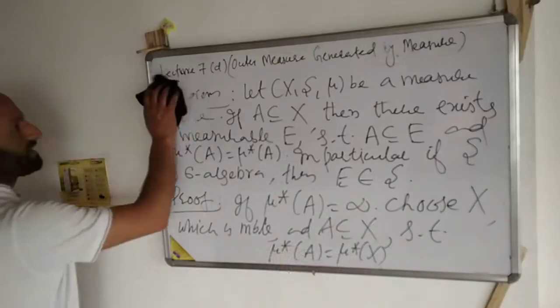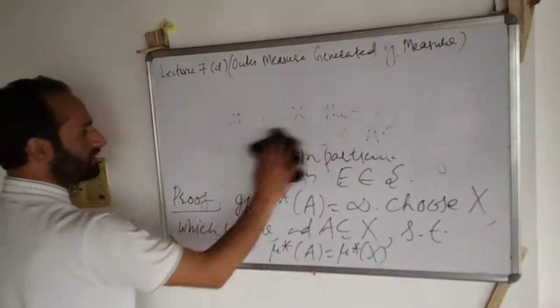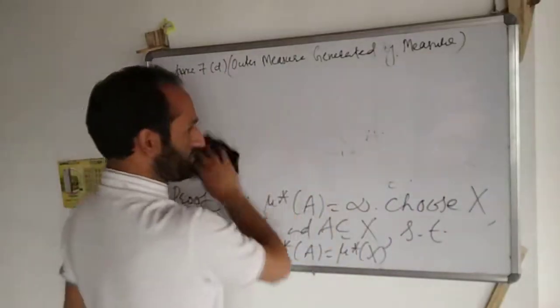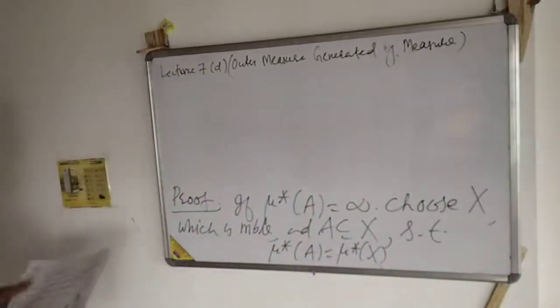Now let's consider the case where mu star of A is finite. If it is finite, then we have to apply the definition of infimum here.